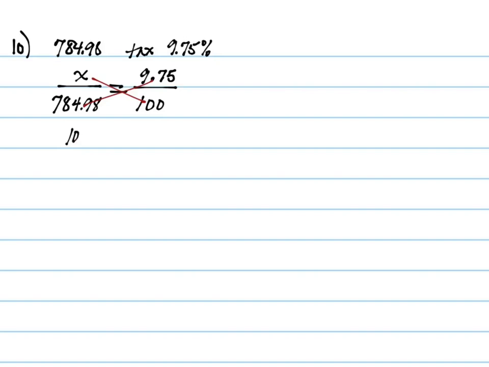If I cross multiply, this would be 100x equals, I have written down 7,653.555.